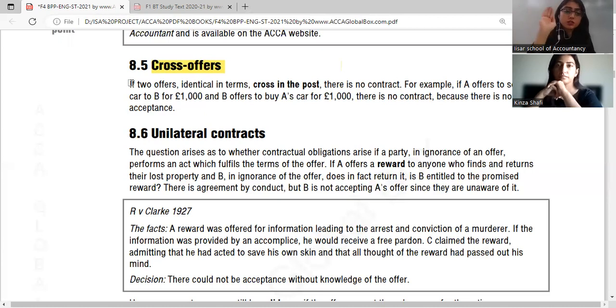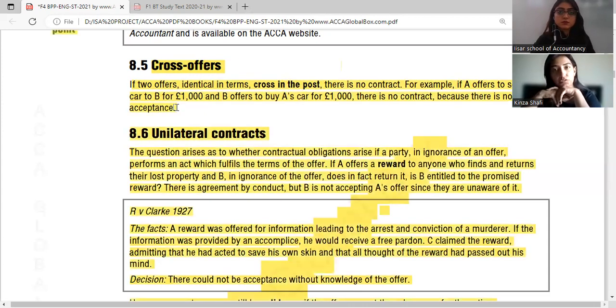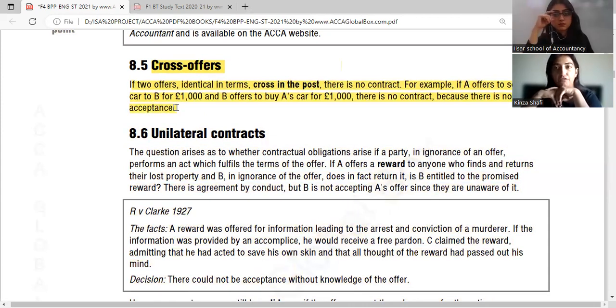Cross offer, what is cross offer? Please read. If two identical offers cross in the post, there is no contract. For example, if A offers to sell their car to B for 1,000 and B offers to buy A's car for 1,000, there is no contract because there is no acceptance.